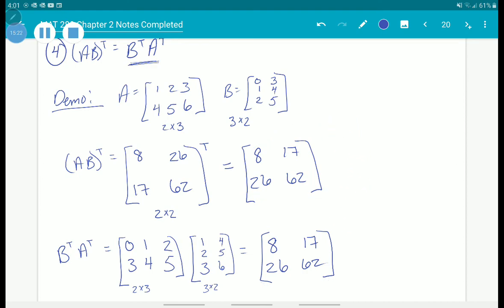The proof for this one is a little bit more tedious. So I'll post a worked out proof of this online so you can see it with everything written out. But this is definitely a good demonstration so you can see how that property works with real numbers.